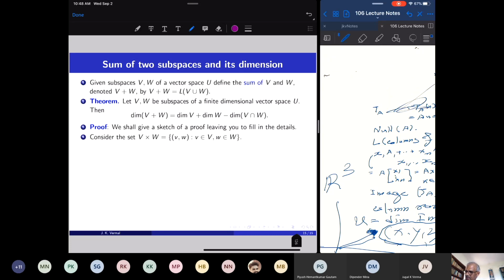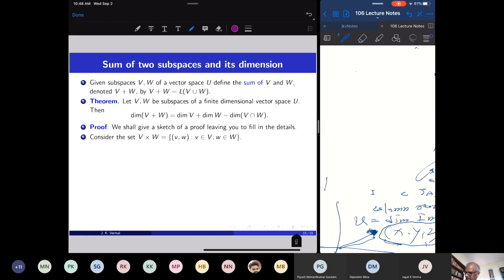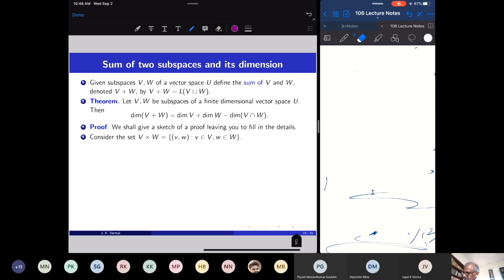This is an unusual proof because we are going to apply the rank nullity theorem to find the dimension of V and W. So please pay attention. I will explain. I want to find the dimension of the sum and relate it with the dimension of V, dimension of W, and dimension of the intersection. There is a non-trivial step in this proof. We want to understand that first.